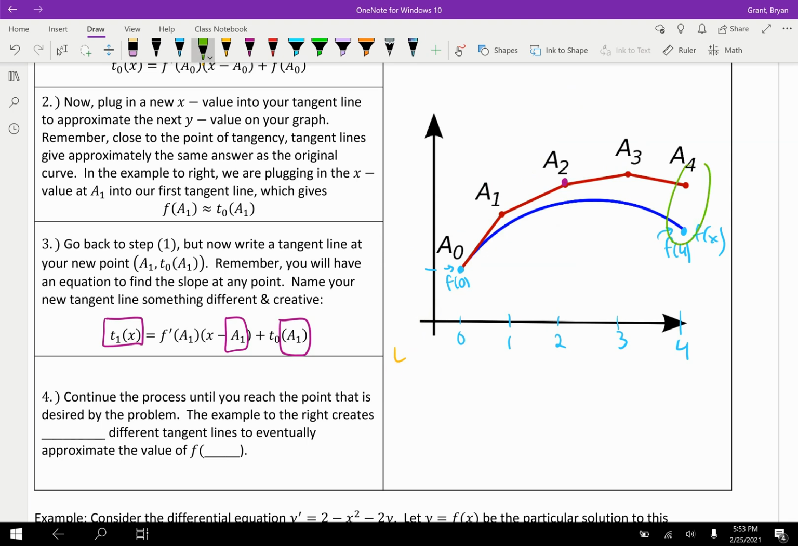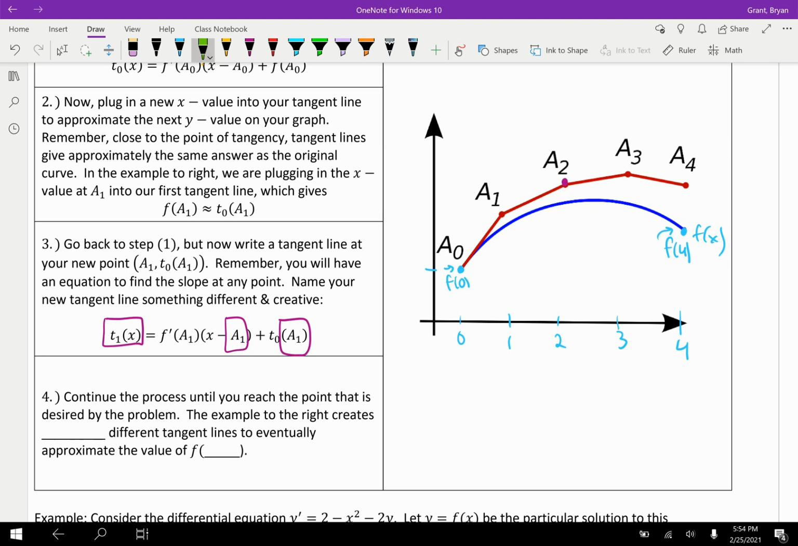And if we connect all those individual pieces, all those different tangent lines, you'll notice that we don't get very far away from the actual function. And in fact, the smaller the subinterval, the more accurate you're going to be. And so we creep around, and now instead of using one tangent line that's really far away from the actual value, instead we just use multiple tangent lines, and once we get to the point we're trying to find, we substitute that into our latest tangent line and find an approximation. So you continue the process until you reach the point that's desired.